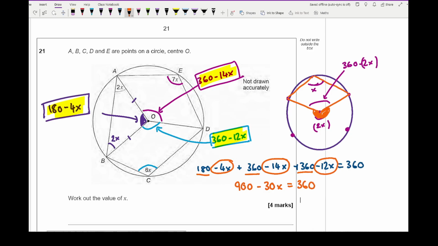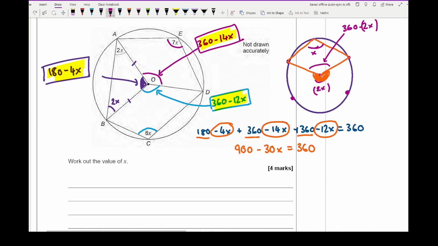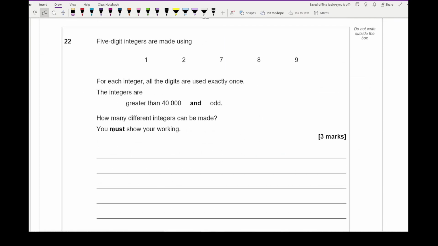So then if I scroll down a little bit further, if I take the 30x over to this side and the 360 over this side, I end up with 900 minus 360, which is 540, equals 30x. And then to get x, all I've got to do is take the 30 over to the other side, in which I end up with 540 divided by 30 leaves me with a value of x of 18, and there is my final answer.